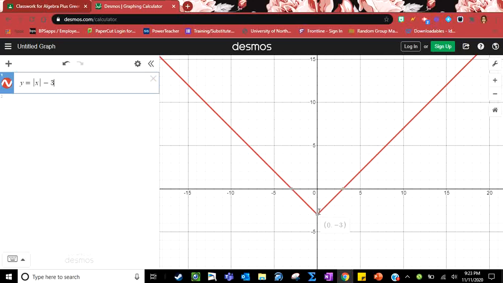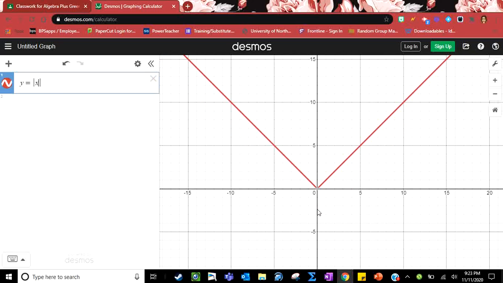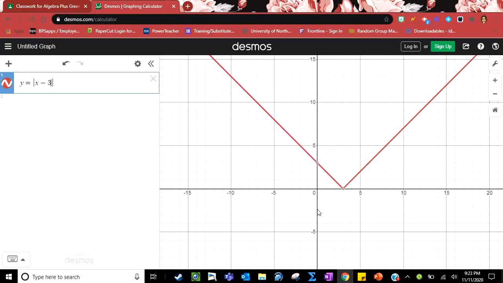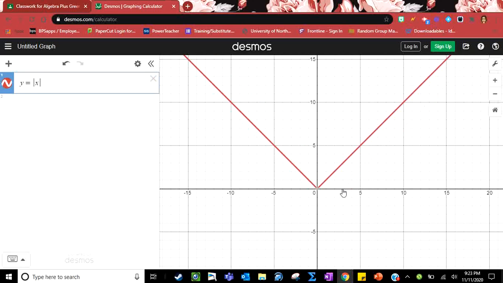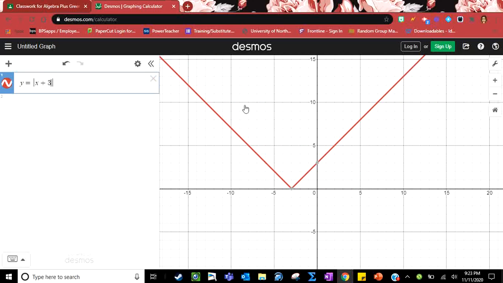So that's all that happened to the graph. What if I do the -3 on the inside of the absolute value? Well, that moved to the right 3. That vertex moved to the right 3. What if I do +3 then? Well, then it now moves to the left 3. So that function moves to the left 3.